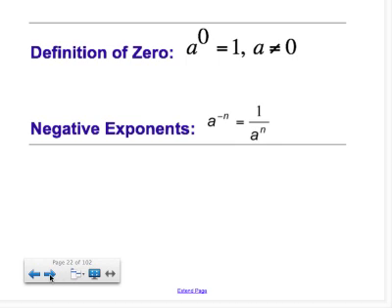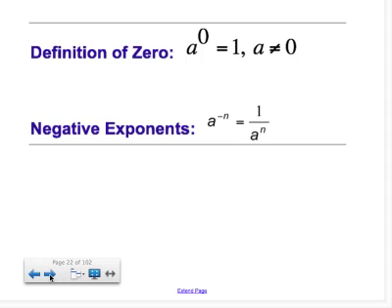The definition of zero: anything raised to the zero power always equals 1, as long as a is not 0. If a were 0, well then obviously it would just be 0. So any number raised to the 0 power is 1, as long as that thing is not 0.